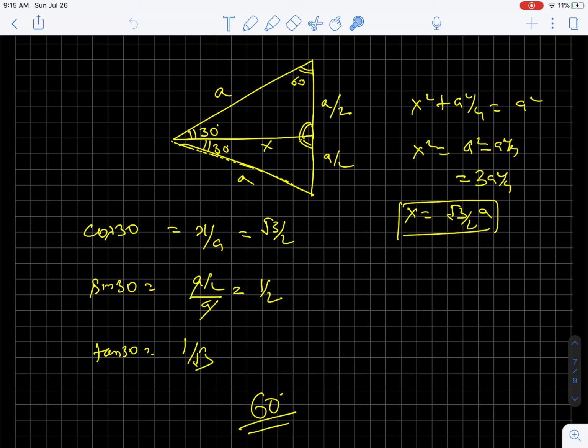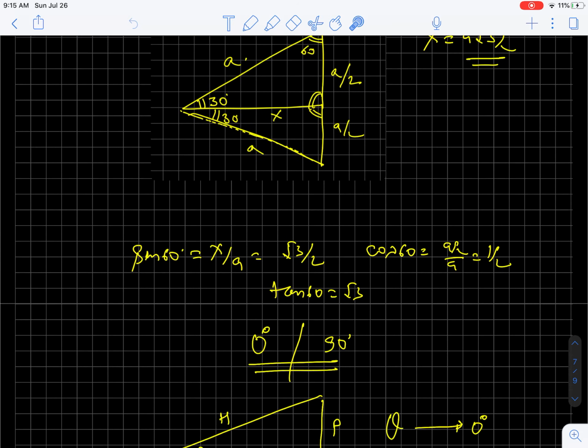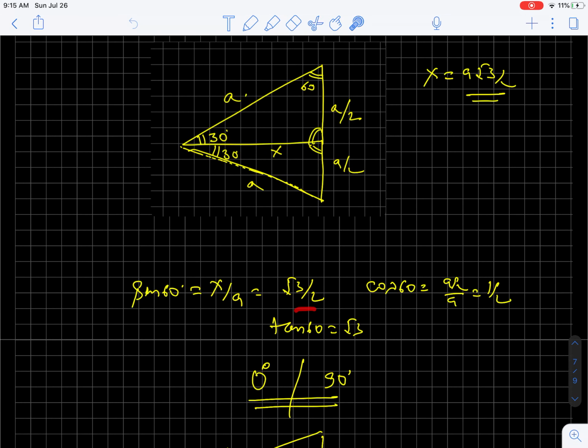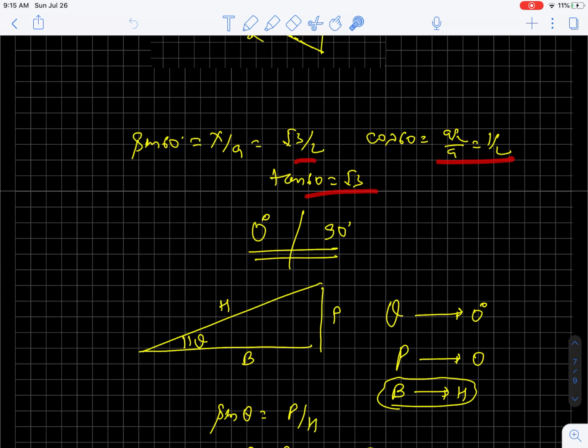Now you can see, if this angle is 30 and this is 90, this is 60, in a similar way we can find the ratios of sin 60, cos 60, tan 60. Sin 60 is x by A, cos 60 is A by 2 divided by A, and tan 60 is x divided by A by 2. Okay, so sin 60 is root 3 by 2, cos 60 is 1 by 2, and tan 60 is root 3.